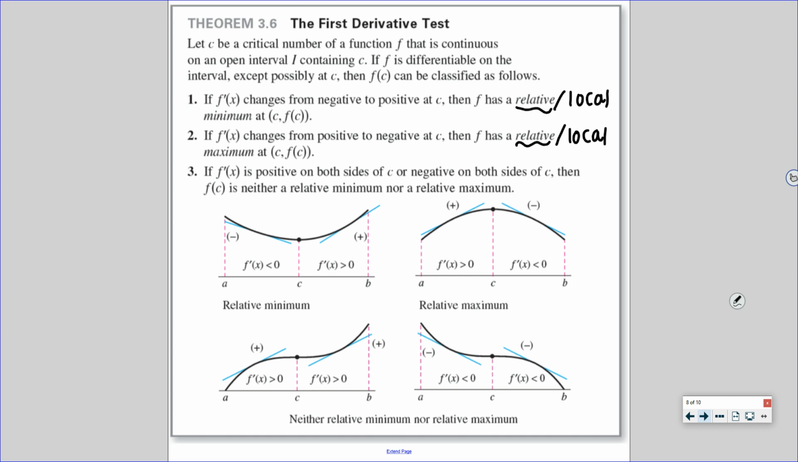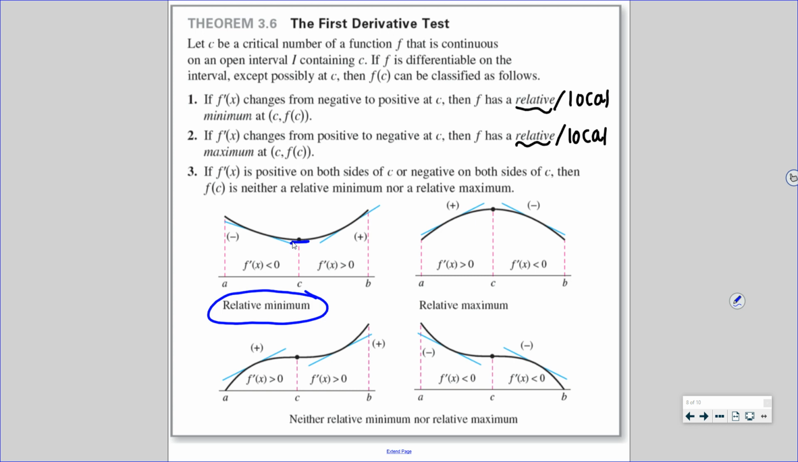And if our derivative changes sign from negative to positive at a critical point, we know that there's a relative min there. Okay, so picture this is obviously my critical point right here. So if I test to the left and I have negative slopes, test to the right and I have positive, then we can conclude by this first derivative test that there's going to be a relative or a local minimum.